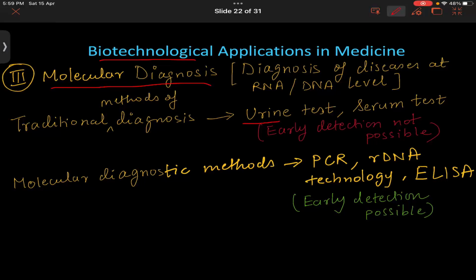But due to the use of molecular diagnostic techniques like PCR, polymerase chain reaction, then using recombinant DNA technology, then using an ELISA, these are only a few examples. Today, there are much more which you will study in your higher classes. But these molecular diagnostic techniques actually allow doctors to detect a particular kind of disease at a stage when its symptoms have not yet started to show.